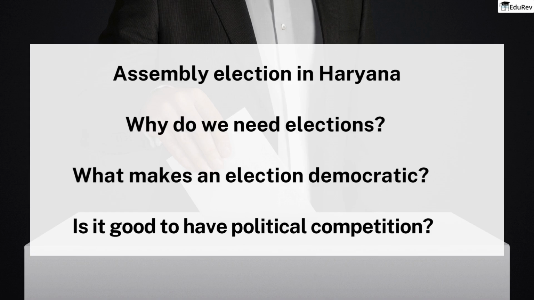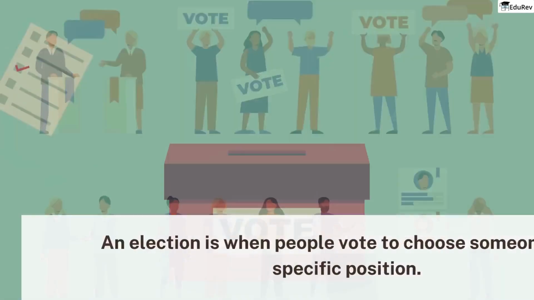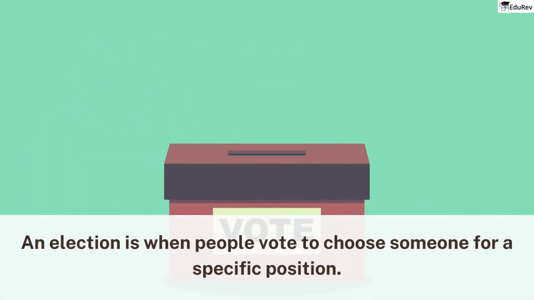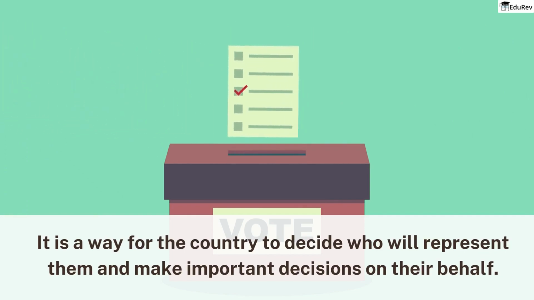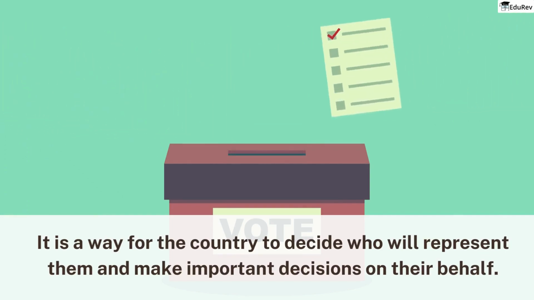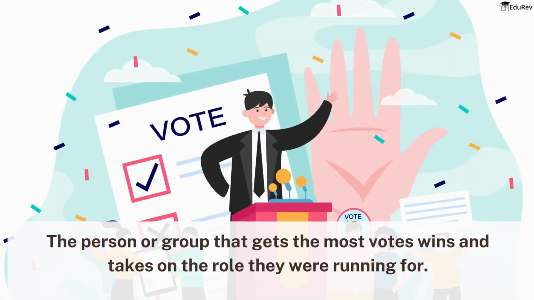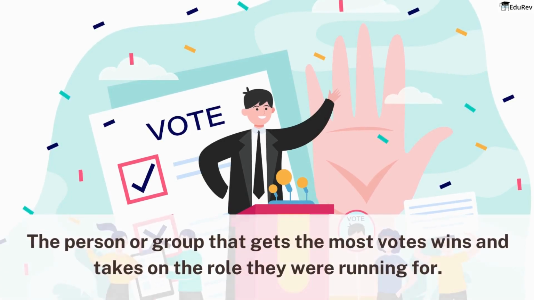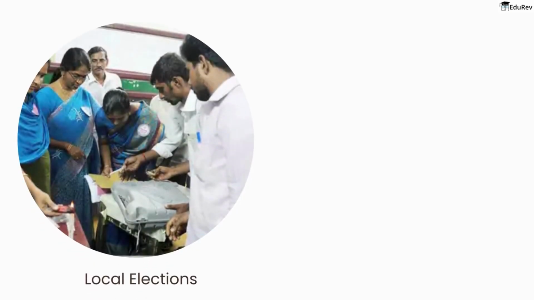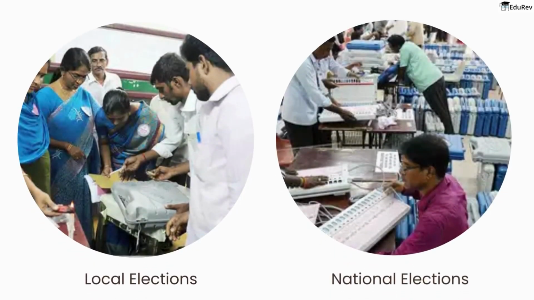So, to understand this chapter, let's first understand what is an election? An election is when people vote to choose someone for a specific position. It is a way for the country to decide who will represent them and make important decisions on their behalf. The person or group that gets the most votes wins and takes on the role they were running for. Elections happen at different levels, like in your local area or for the leader of a whole country. Now, let's dive in and explore the history and importance of elections in India.